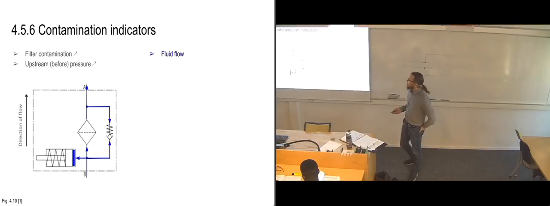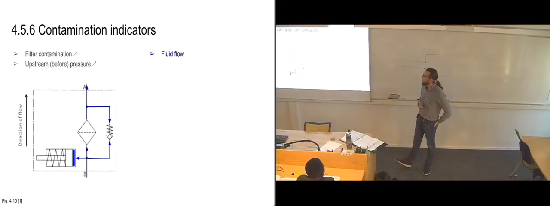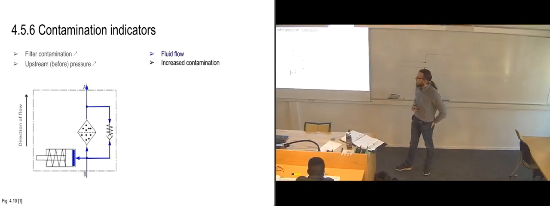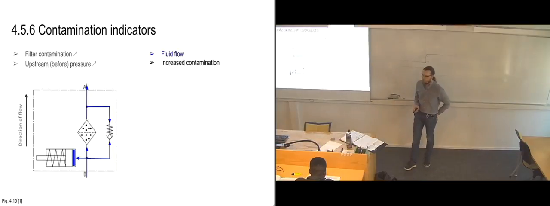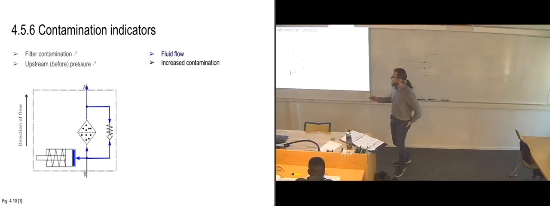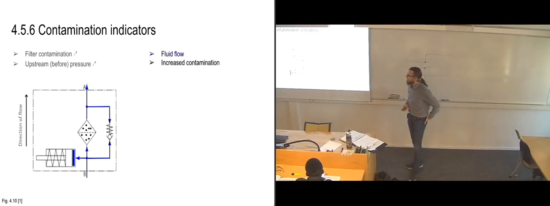Right, so we have fluid flowing through the system right now. And for the moment, our filter isn't contaminated, so the fluid is flowing straight through it without much problem. But then we get an increase of contamination in the filter. So we are starting to get more and more particles locked inside the filter and blocking the flow of the fluid.